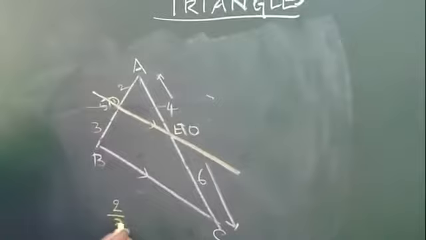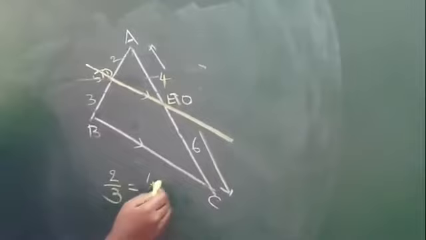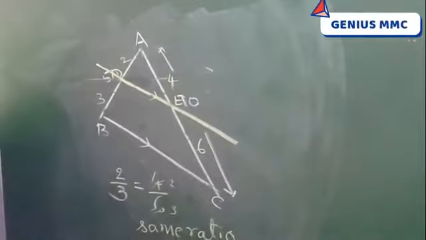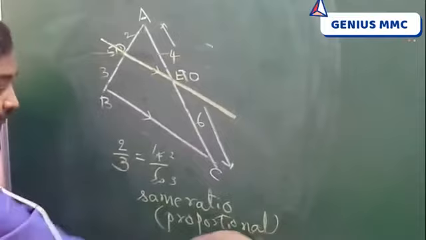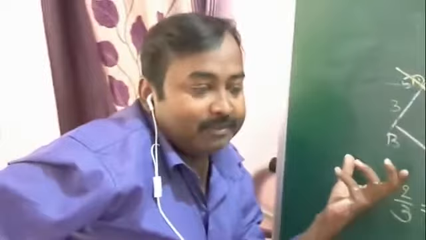You observe the other two sides. 2 by 3 is equal to what? 4 by 6. See, 2 2s are 4, 2 3s are 6. It divides into what? The same ratio. It is also called what? Proportion. So this is a verification of the basic proportionality theorem by activity, not a proof.